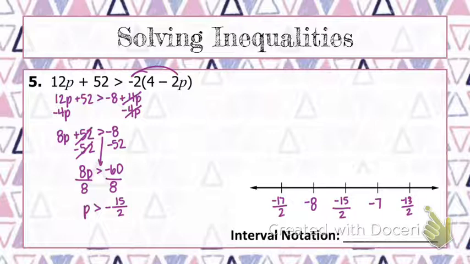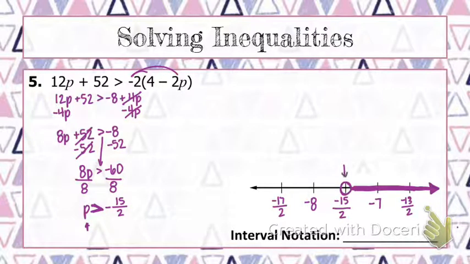Okay, so let's look at our inequality now. We have p is greater than negative 15 halves. So it's just greater than, it's not equal to. So we'll use an open circle. And since p is on the left, we can just know that since it's greater than, and that greater than points right, our arrow on our graph is going to point right as well. So this is our graph. Isn't that beautiful?